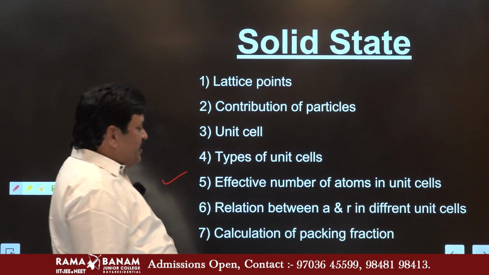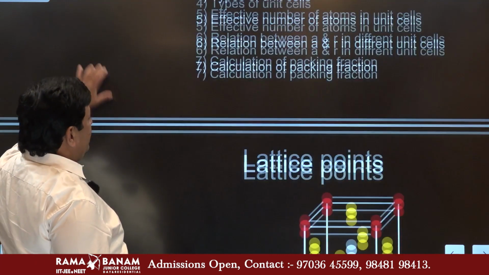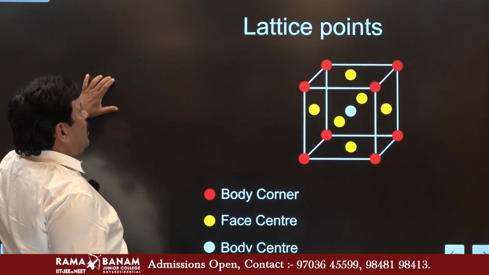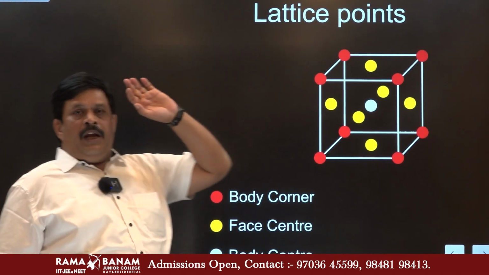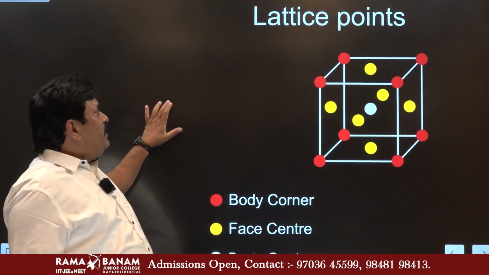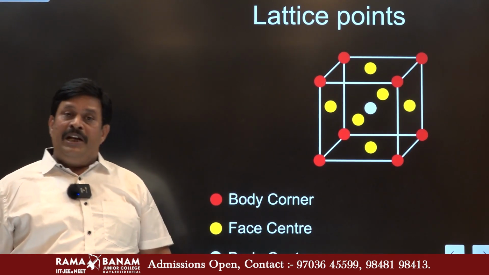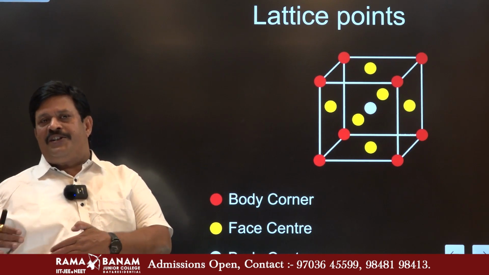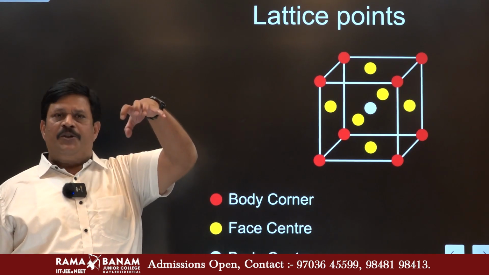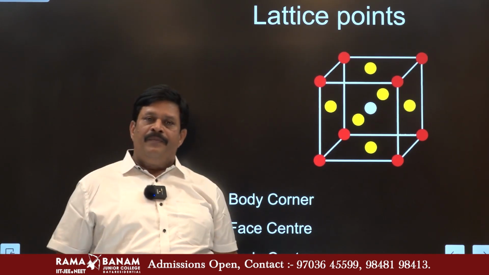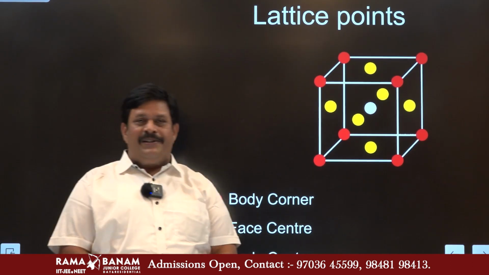So, the first part is lattice points. What is meant by lattice points? We all know in solid state the particles are closely packed. Among all three physical states, the particles are closely packed in solid state. Still, so much space in solids is vacant. What it means? In some parts of the solid only the particles are present. The space where the particles are present are called lattice points.